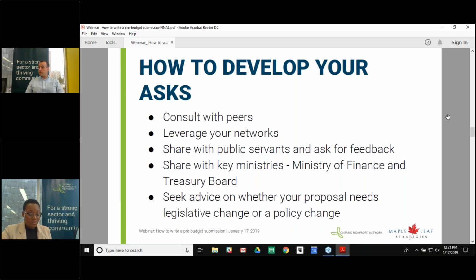Also seek advice on whether your proposal needs legislative change or policy change. Is it a simple regulation? So when you're asking for that feedback, is there a regulation that you could change that might make that one little push and be an ask that's actually very valuable to the government in achieving their goals, or even a ministry or a project that a ministry is working on. So those are some things to think about.